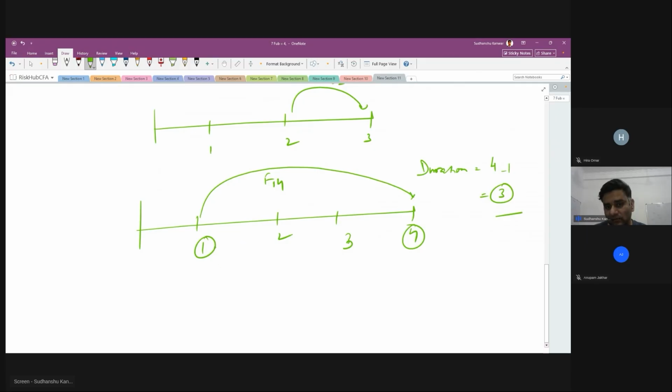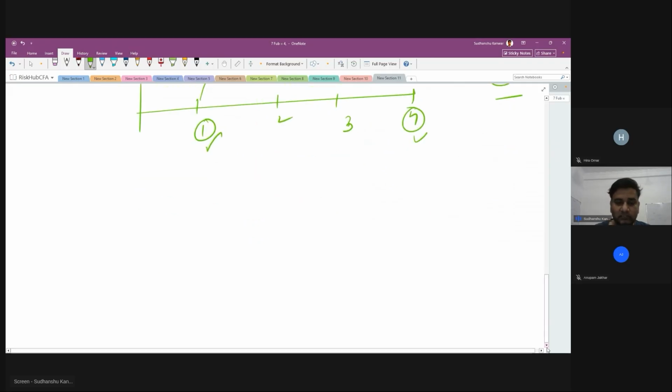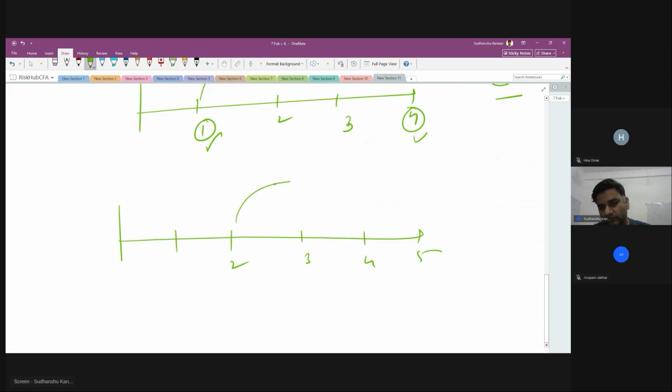So I love this method F14 because it is directly picking up here. It starts at 1, ends at 4. You give me any number, it will be very easy. Let's say somebody says the loan starts at second year and ends at fifth year. Okay, F25. What is the duration? Duration of loan is 5 - 2, 3 years.